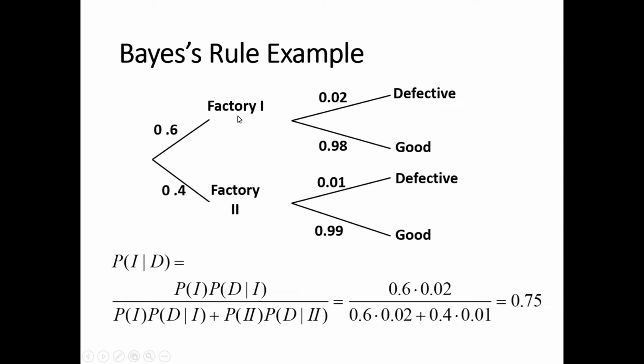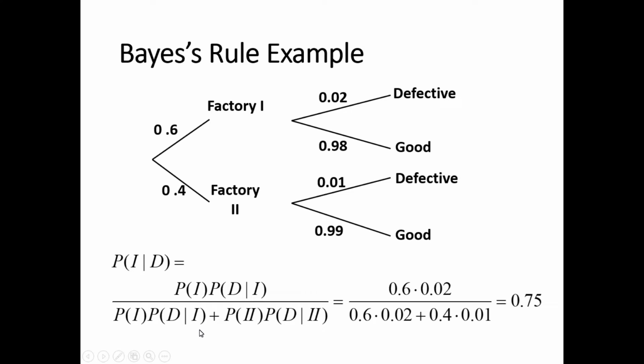It's anyone that followed this path on the tree that went first to Factory 1 with 0.6 probability and then defective with 0.02 probability. So on top of my fraction, the probability of both things occurring is 0.6 times 0.02. On the bottom, I need to repeat that 0.6 times 0.02, because on the bottom what I'm really looking for is the total probability of what happens after the given line. In this case, the total probability that I get something defective.